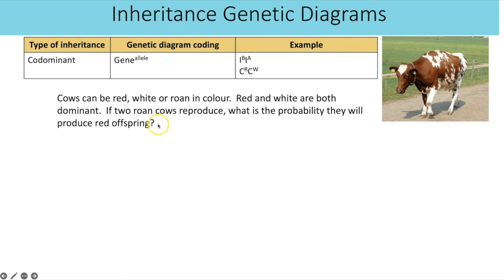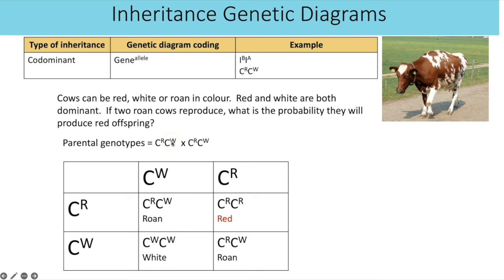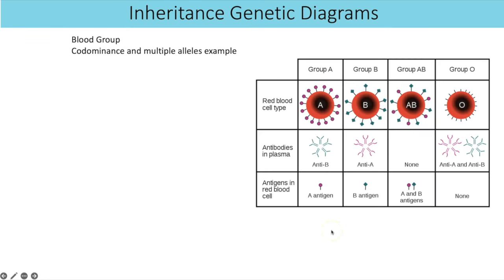And in this example, we're told that we have 2 roan cows reproducing, and we're asked what is the probability they'll produce red offspring. So here are the parents' genotypes. If they're roan, they must have one of each allele, a red one and a white one. We've then got our Punnett square showing the parental gametes on the outside, just as a single letter, because you only have one allele for each gene in a gamete. Joining together those gametes to show the 4 possible genotypes, and I've written in the box the 4 matching phenotypes. And from that we can see we have 25% probability of having a red cow with those parents.